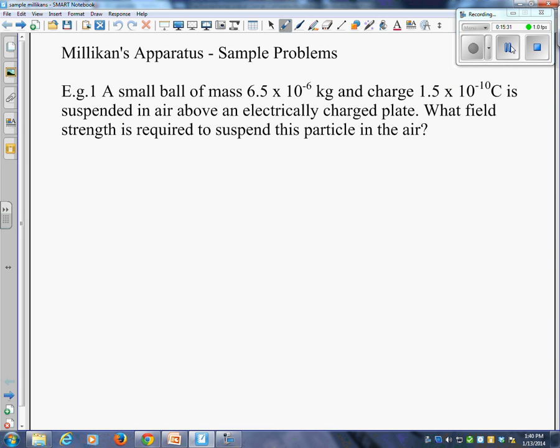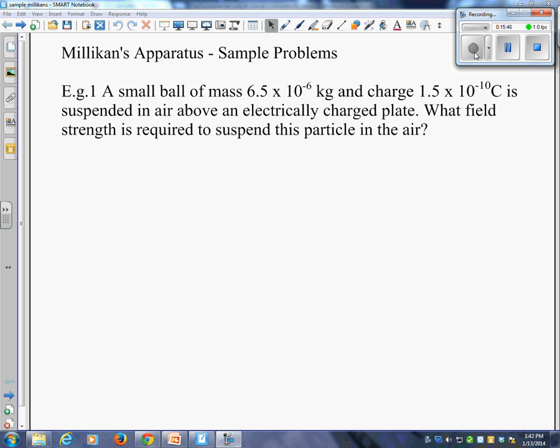Okay, so here's example number 1. These are not scaffolded, but they are sort of layered so that the first ones are easier and they get more and more difficult, more and more steps.